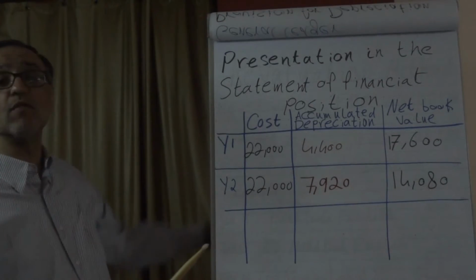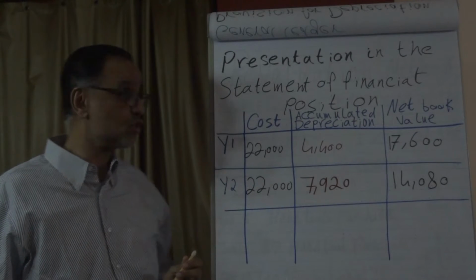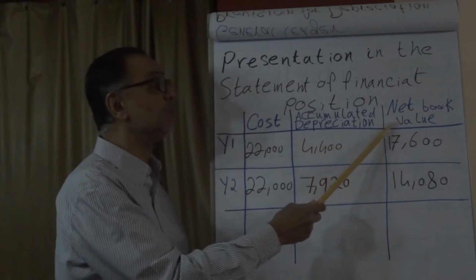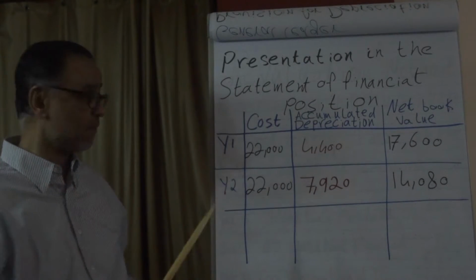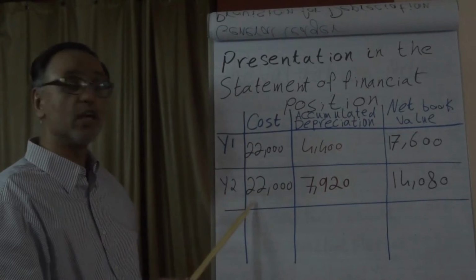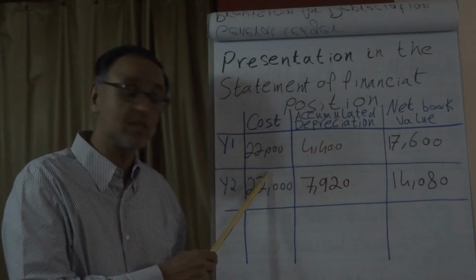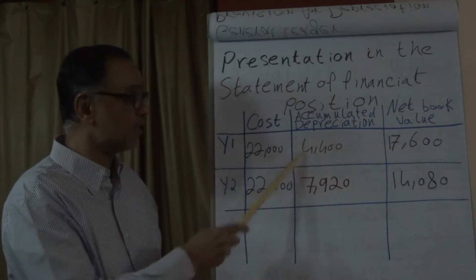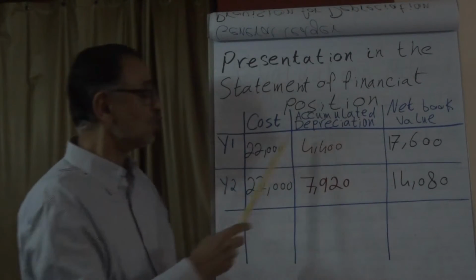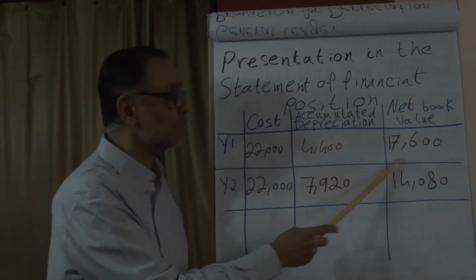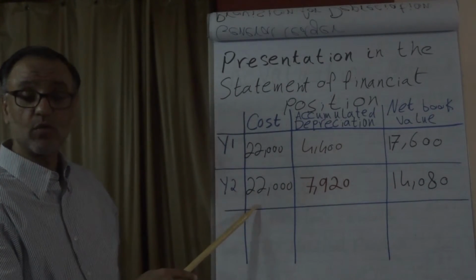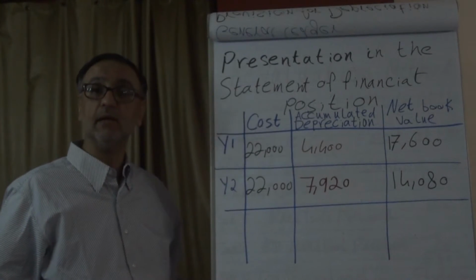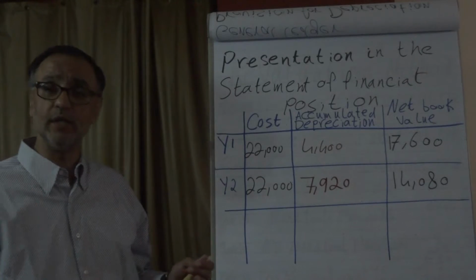Now we want to see the presentation of the net book value in the statement of financial position. We have year 1 and year 2. We have the cost, the accumulated depreciation, and the net book value. As we said before, the original cost stays as it is, no change. This was the first thing, the general ledger for the asset. This is the accumulated depreciation, the provision for depreciation account. These are the balances. And this is the net value. So 22,000 minus 4,400 is 17,600. Again, 22,000, because it is not changing. 22,000 minus 7,920 is 14,080. That's the depreciation. This is how we record depreciation.